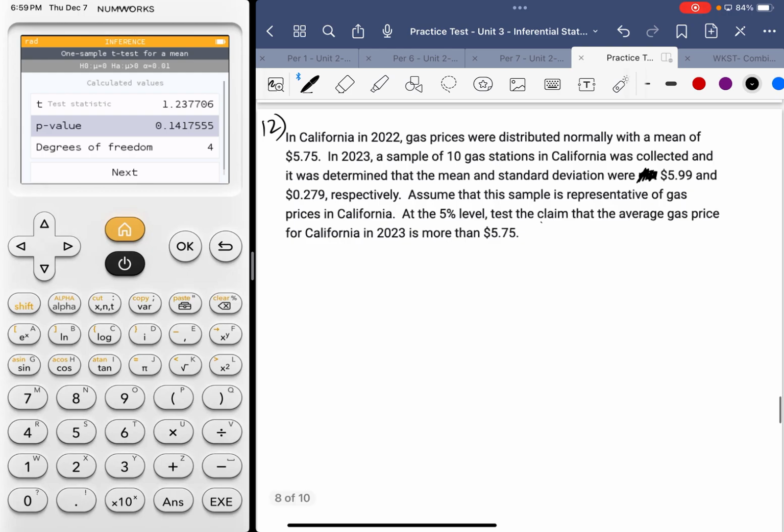All right, so this is the claim that we're testing, and it's related to an average. So we're talking about a population mean. When we write our null and alternative hypotheses, the null always involves an equal sign. This one is saying that the mean is more than 5.75, so mu more than 5.75. The null has the same ingredients as the alternative, just with an equal sign instead of the other inequality.